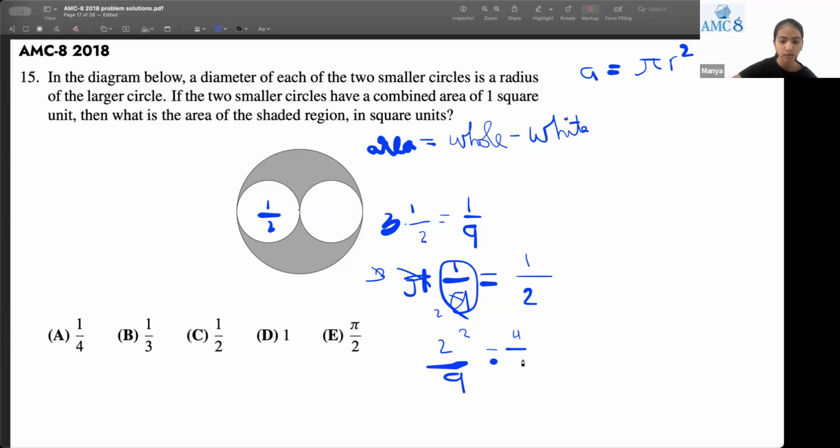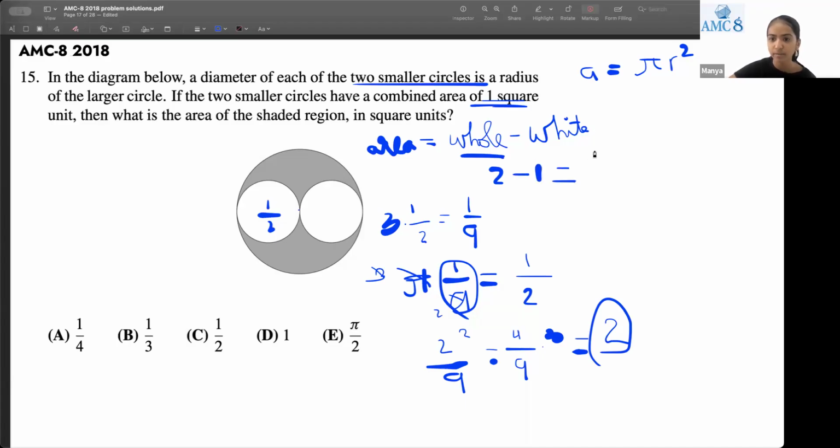And that will give us 4/9 times pi, times 3. If we divide by 3, then that will be equal to 2. So the area of the whole circle will be equal to 2. And since they already gave us that the area of the two smaller circles is equal to 1, we're going to have to do 2 minus 1. Since 2 minus 1 is equal to 1, our final answer would be answer choice D, 1.